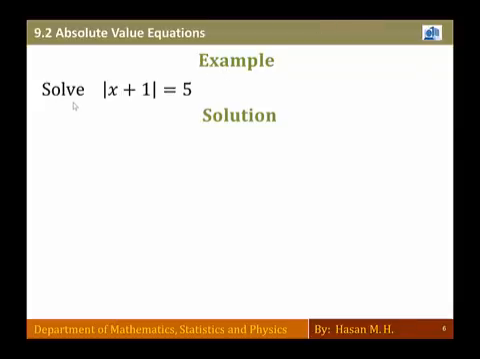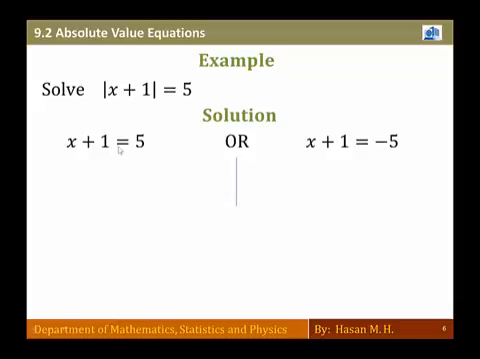Example: solve absolute value of x plus 1 equals 5. The absolute value of x plus 1 equals 5 is equivalent to x plus 1 equals 5 or x plus 1 equals -5. Solve each equation separately.